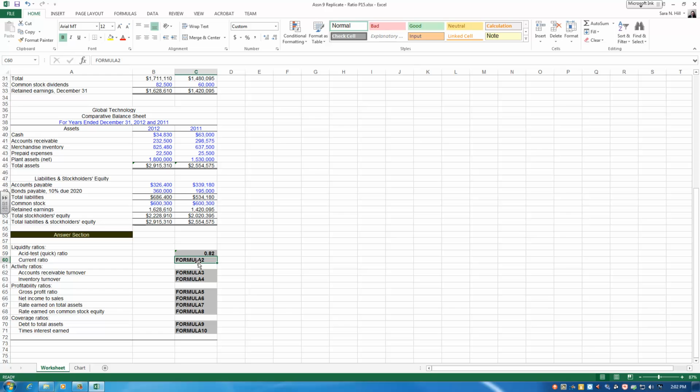The next ratio here under liquidity ratios is our current ratio. And if you remember this from your classes, your current ratio would be your current assets divided by your current liabilities. So to start off this formula, I'm going to go up to my balance sheet here and look for my current assets. So it looks like I've got 3 of them up here. I'm going to go ahead and just do a sum.